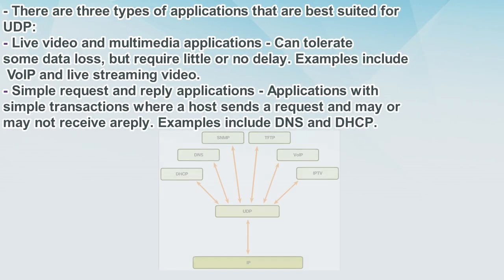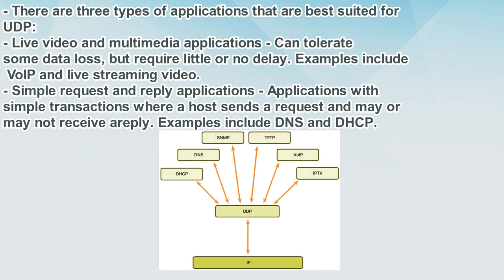There are three types of applications that are best suited for UDP. First, live video and multimedia applications. They can tolerate some data loss, but require little or no delay. Examples include VoIP and live streaming video.